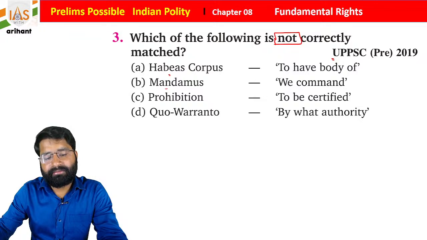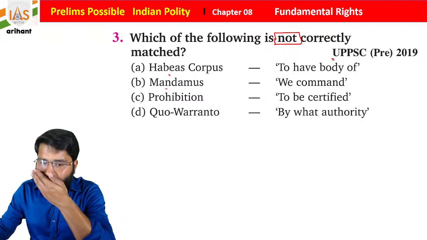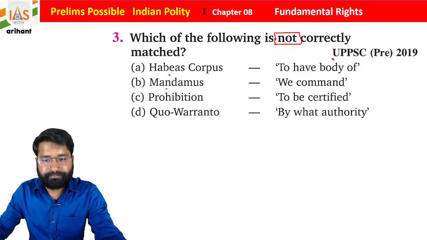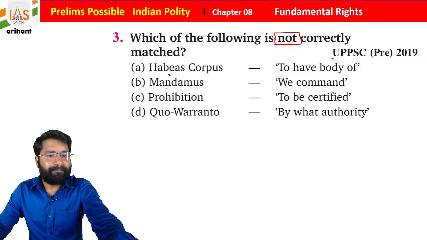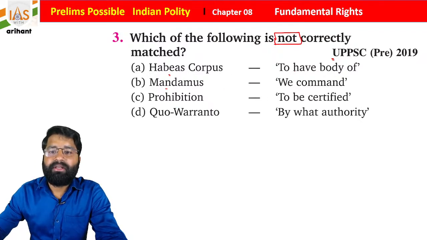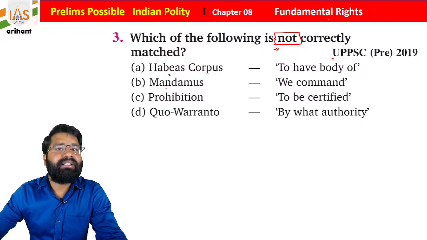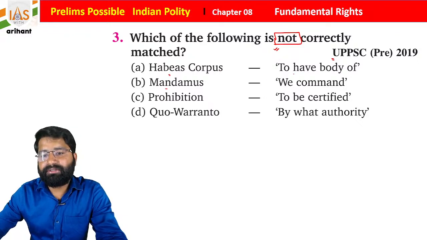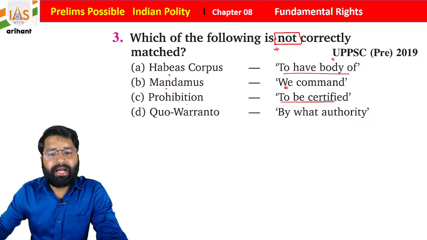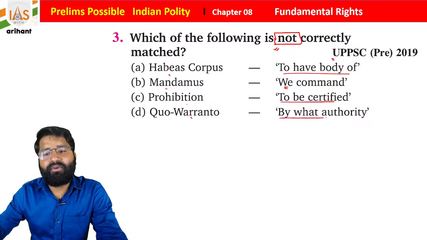Habeas corpus, sorry. Okay, so habeas corpus, mandamus, prohibition, quo warranto. Which is not correctly matched? Habeas corpus, to have the body of; mandamus, we command; prohibition, to be certified; and quo warranto, by what authority?